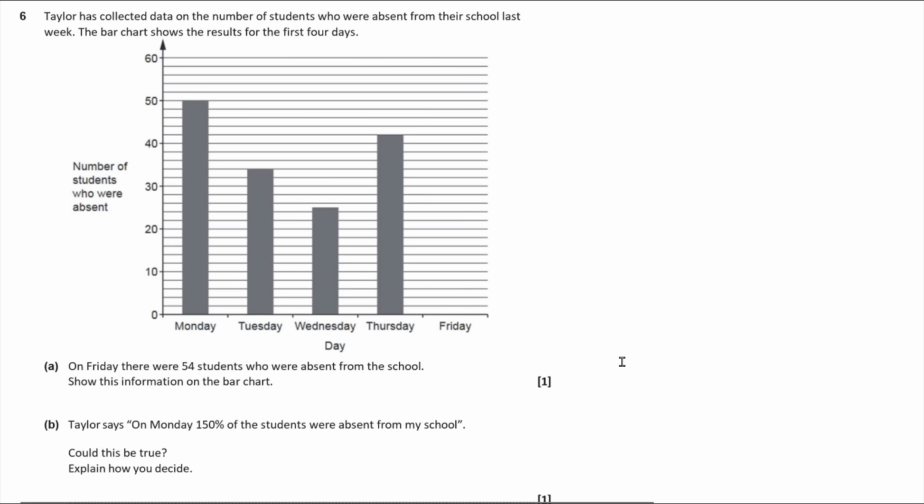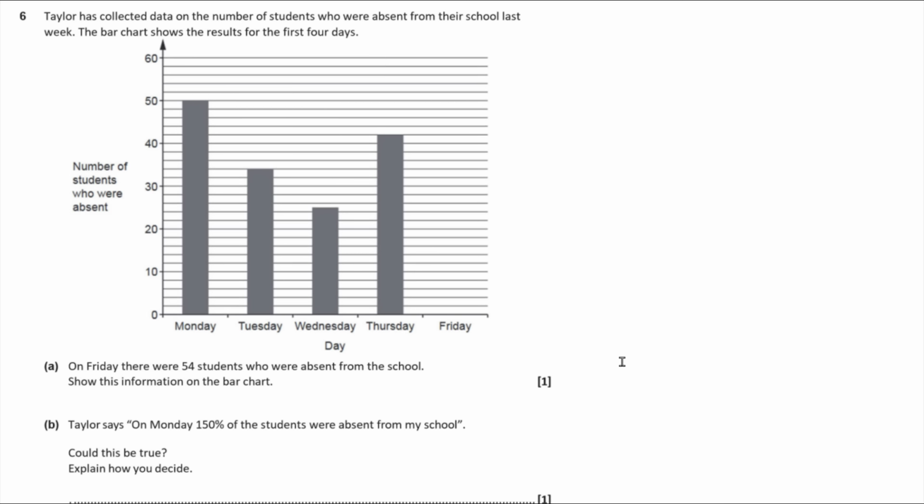Question 6. Taylor has collected data on the number of students who were absent from their school last week. The bar chart shows the results for the first 4 days. On Friday, there were 54 students who were absent from the school. Show this information on the bar chart. Okay, so 54, where's that?